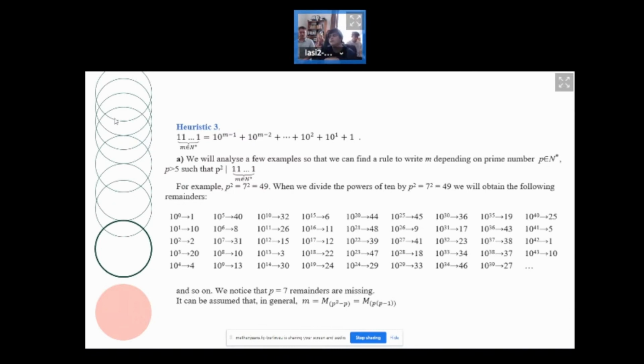And using our program again and again to find for other prime numbers such as 11 and 13, we found out that our intuition is right, and we obtained the same rule. So we said that p to the power of 2 divides 111 written p multiplied by p minus 1 times.